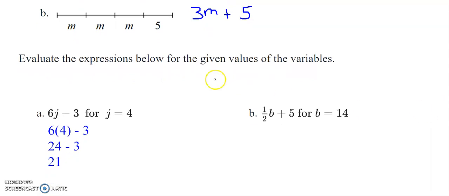Moving on, we have evaluating expressions. Okay, so now we actually are going to get a number. We're going to get an answer because it says evaluate it. So we have our expression here, 6j minus 3. This is where we get a number value for our variable. We're going to plug it in there.